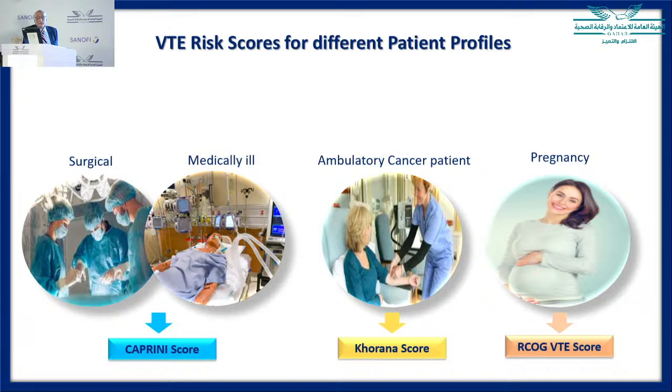The VTE risk scores for different patient profiles. We have several types of scores. The first type, in surgery or medical patients, is the Caprini score, which is very famous. For ambulatory cancer patients it is the Corona score, and in pregnancy the RCOG score, the Royal College of Obstetrics and Gynecology score.